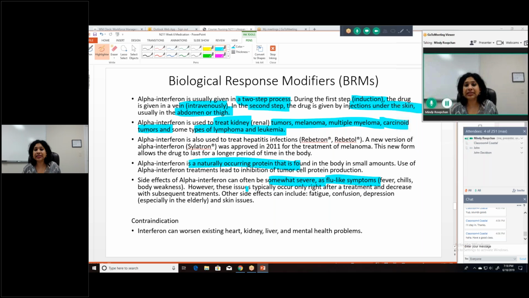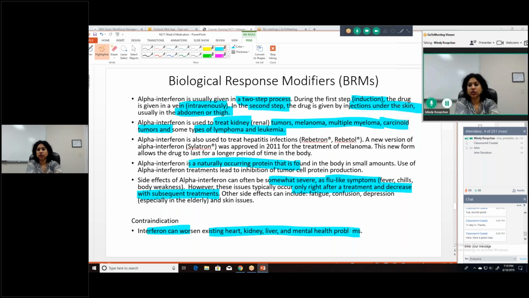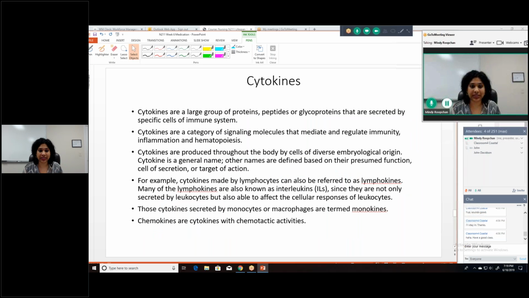However, these issues typically occur after treatment and decrease when they keep using the treatment. So contraindication: interferon can worsen existing heart, liver, kidney, and mental health problems. So all of this needs to be indicated before the patient uses it.